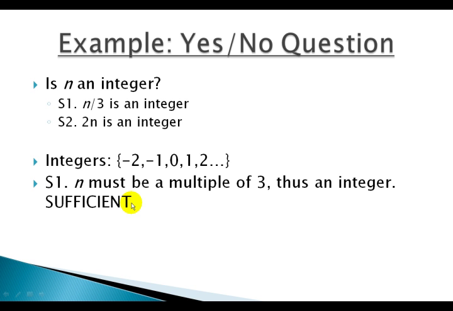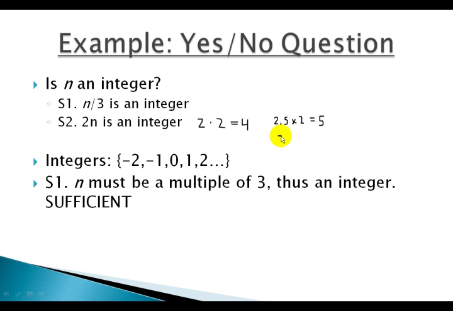Now let's evaluate statement 2. 2n is an integer. Well, in this case, n itself could be an integer. If we pick 2 for n and multiply it by 2, we end up with 4, which is an integer. However, we could also pick a value such as 2.5, which multiplied by 2 ends up with an integer as a result.